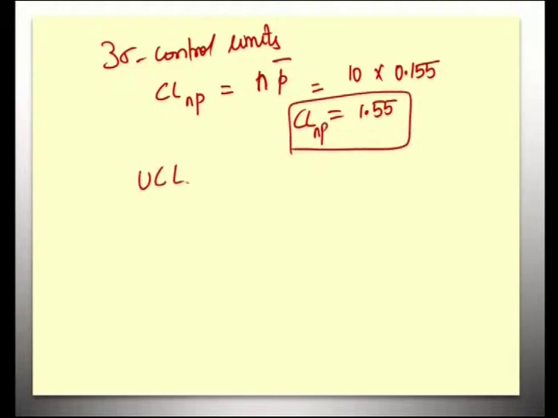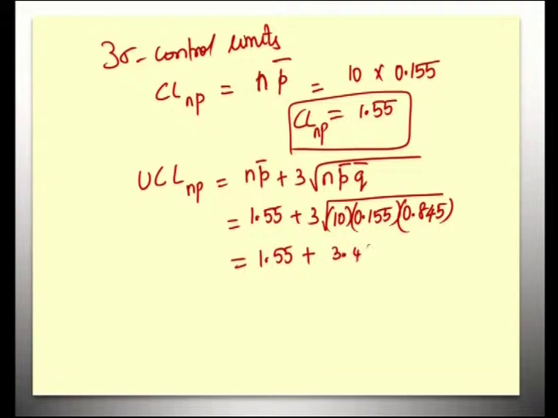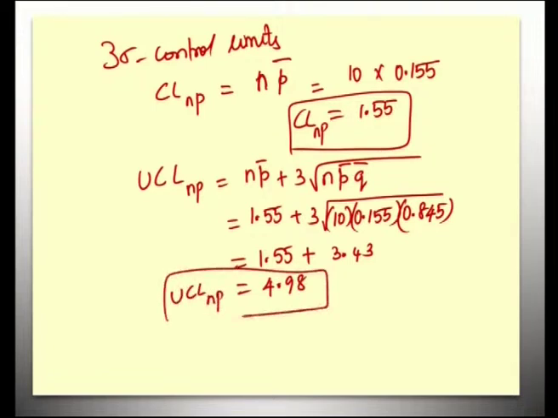UCL of NP is n p bar plus 3 into root of n p bar into q bar, or 1 minus p bar. And n p bar is 1.55 plus 3 into root of 10 into 0.155 into 0.845. This is 1.55 plus 3.43, which is equal to 4.98. So, UCL of NP is 4.98.